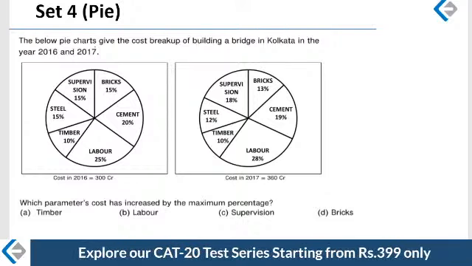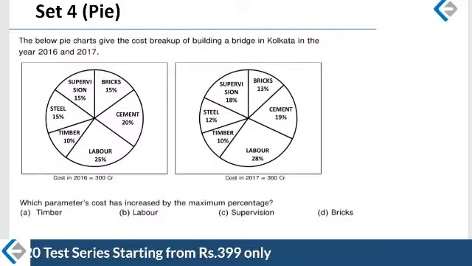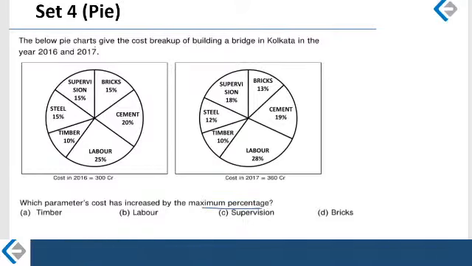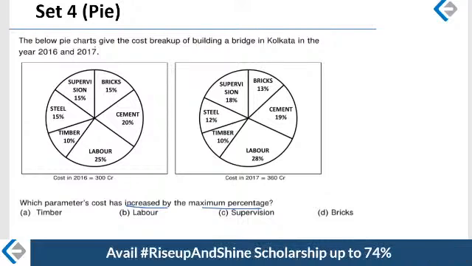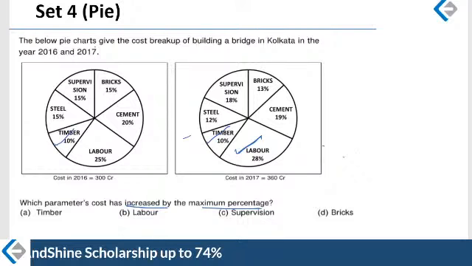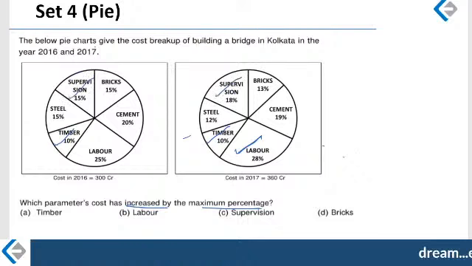Okay. Firstly, you will only consider these three. Your case memory would have clearly said you are asking for the maximum percentage increase. Therefore, what is it that you consider? Labor, because 25 went on to become 28. Labor is one thing you consider, and timber is another. Your case memory would have said labor, timber, supervision. Those are all the numbers that you consider.